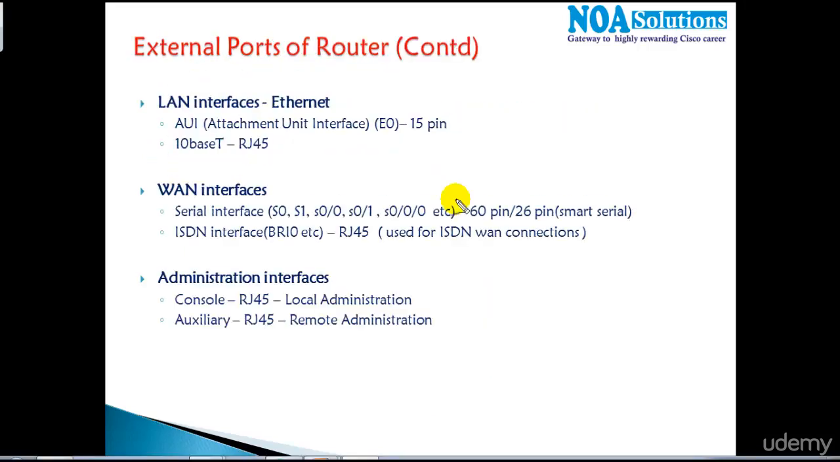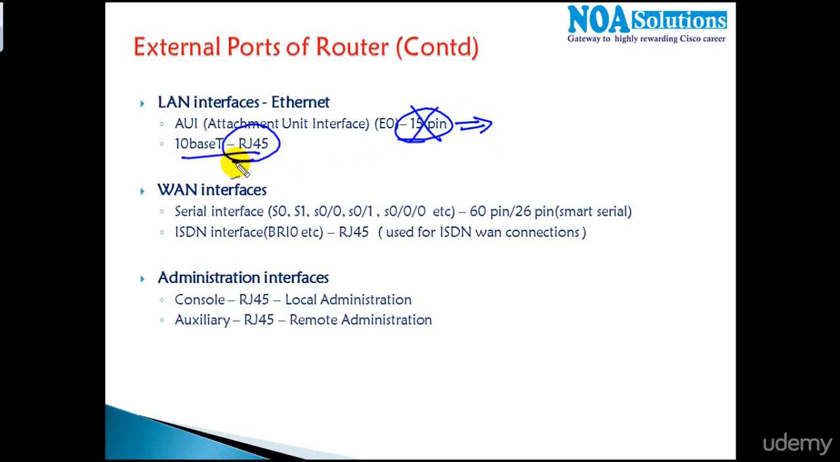But whenever you see this kind of interface, you have to understand it will be either 15 pin or RJ45. It's no longer really found in today's routers, the new model series which come from Cisco. But probably in your lab environment, or if you have some old routers, you may find this 15 pin connector. Mostly you'll find RJ45s.